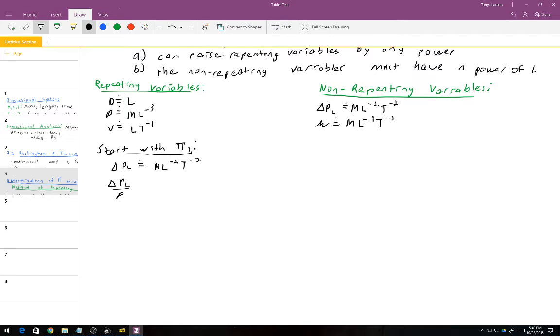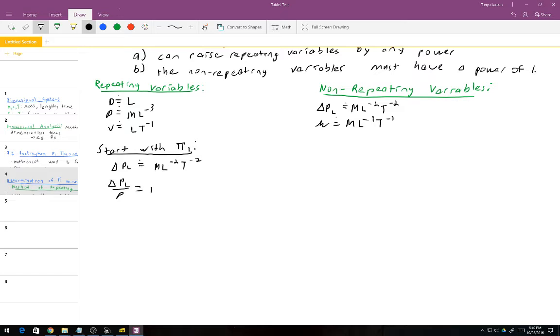And why would I do this? Well, if I look at rho, it has a mass, and this one has a mass, so maybe I can start by dividing these. So if I'm going to create a pi term with delta PL in it, I know the delta PL is non-repeating, so it's going to be in the numerator with power 1. And rho is the only thing with a mass in here, so it has to be in the denominator. So I'm going to apply that one first.